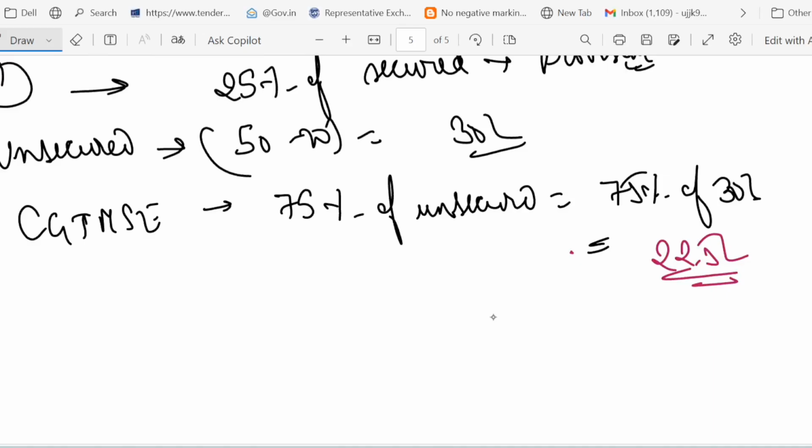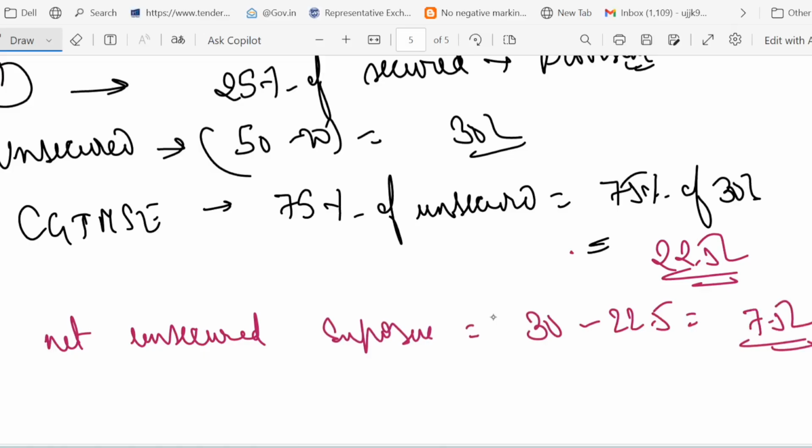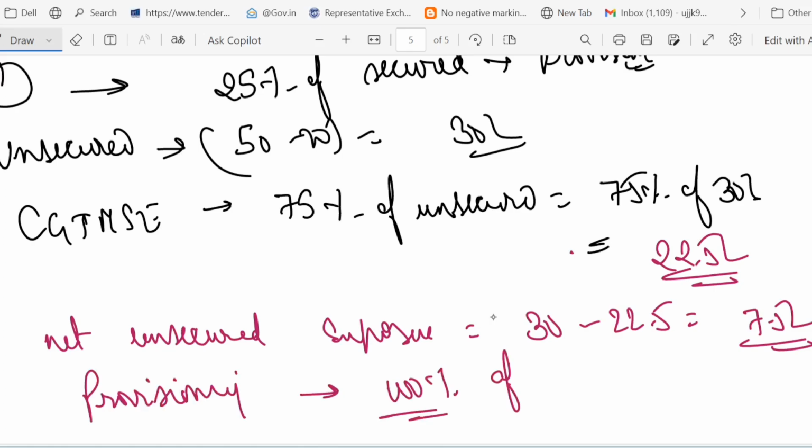Now what is the bank's net unsecured exposure? Very simple. 30 minus 22.5, which is equal to 7.5 lakh. Right. So now the question is, how much is the provisioning on the unsecured? So for unsecured we have 100% provisioning. 100% of 7.5 lakh. That would be 7.5 lakh.